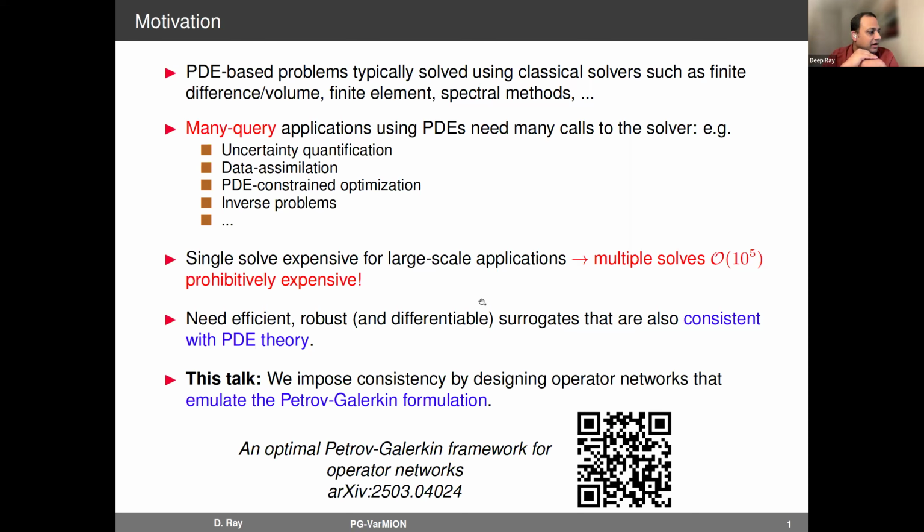So in this talk, we will talk about this consistency with PDE theory by trying to design something known as an operator network that can emulate the Petrov-Galerkin weak formulation associated with the PDE. And the preprint for this is available on arXiv. There will be an updated version that will be going up sometime this week. So if you want details of what I'm discussing today, and I won't be able to get into a lot of the details, you can have a look at this preprint.